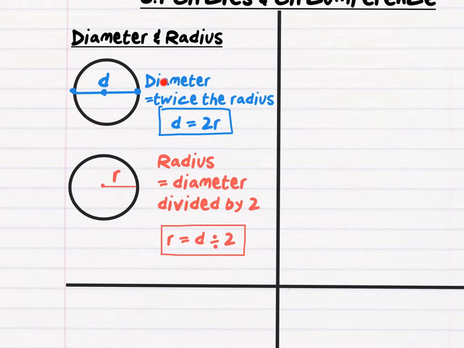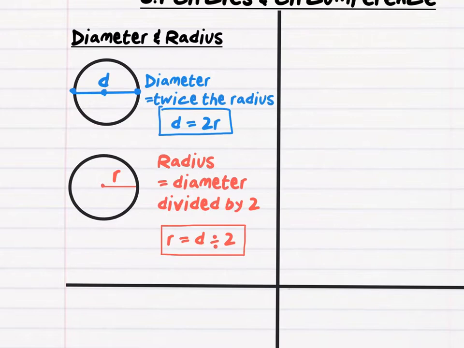Now here I have the diameter is equal to twice the radius. So we'll talk about radius down here, but the formula to find the diameter, if you know what the radius is, is going to look like this. D equals 2 times R.